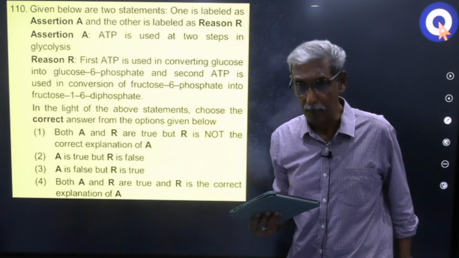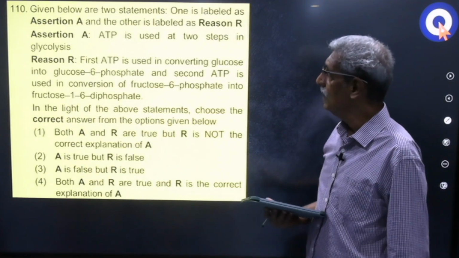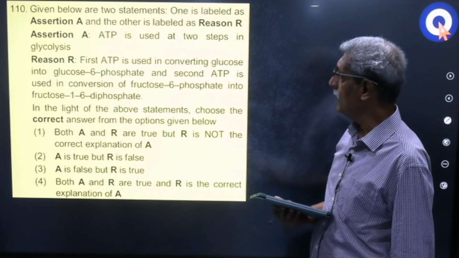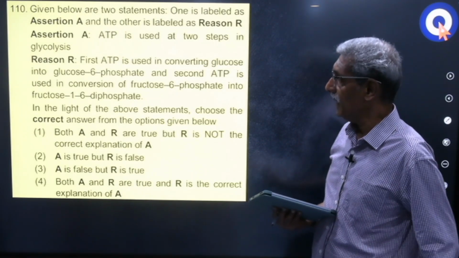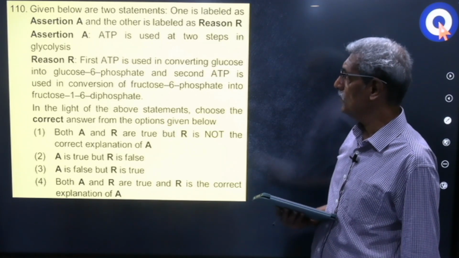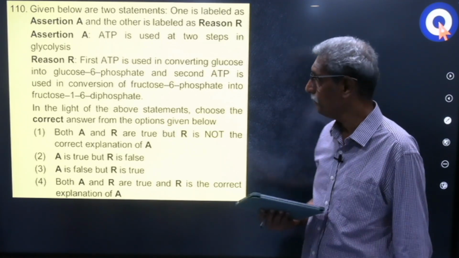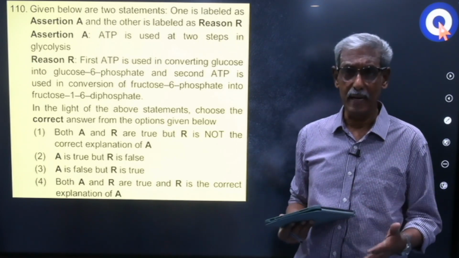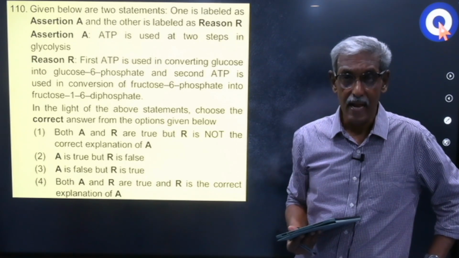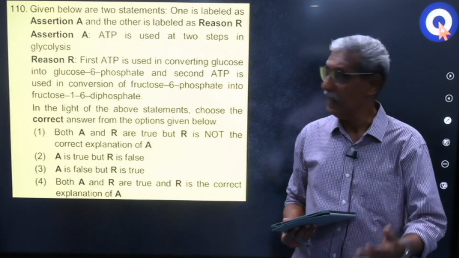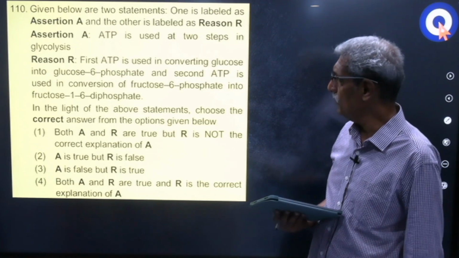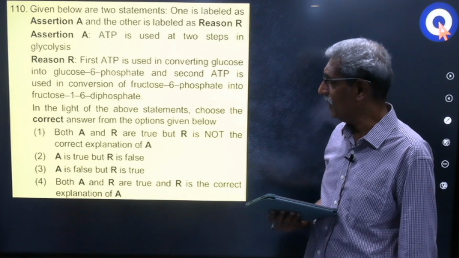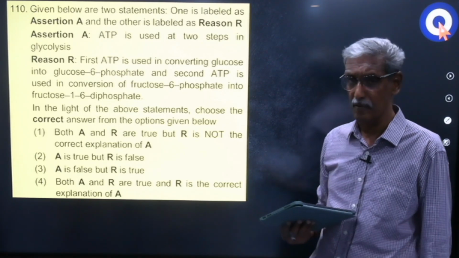This is primarily from the chapter of respiration. Given below are two statements, one labeled as assertion A and the other labeled as reason R. Assertion A says ATP is used in two steps of glycolysis. Remember, ATP is called the energy currency of the cell, and ATP is utilized here. The reason is, the first ATP is used for converting glucose to glucose 6-phosphate, and the second ATP is used for the conversion of fructose 6-phosphate to fructose 1,6-diphosphate.